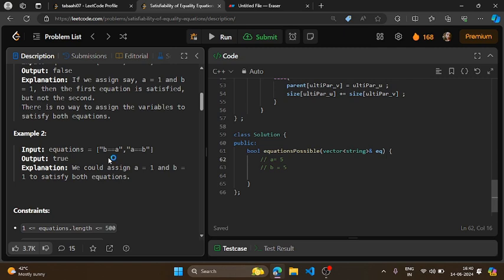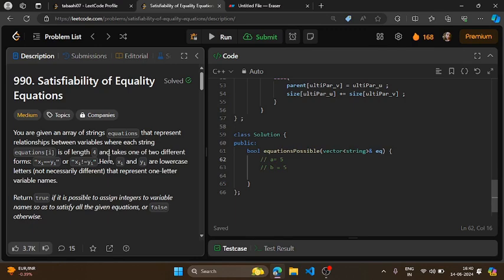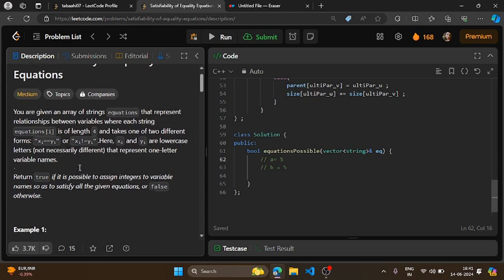So on the basis of the given equations, we have to determine whether it is possible to assign integers to these variables or not, right? How will you approach this question? You cannot practically assign integers to each variable and then check every equation, right? Because it is not possible to go through each variable, assign integers and check. So can we think of a graph in this question? Now I'll tell you how we are going to think of a graph.